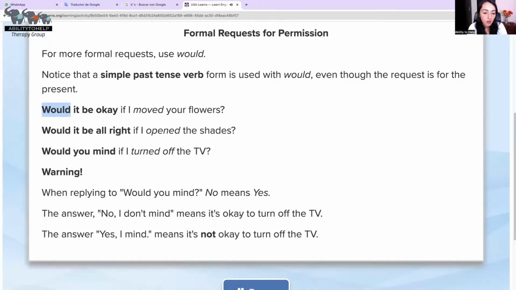Warning, when replying to would you mind, no means yes. The answer, no, I don't mind, means it's okay to turn off the TV. The answer, yes, I mind, means it's not okay to turn off the TV.